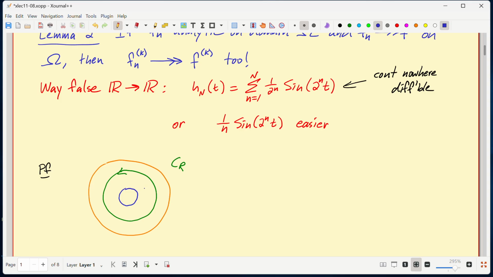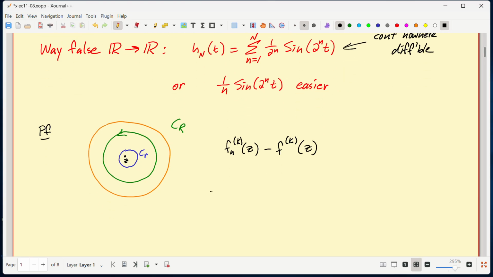Okay, so that's going to be a C sub little r. And we're going to look at the derivative inside that little circle. So f is going to be analytic on the big circle. And so when I look at those derivatives, let's see, I'll have f_n kth derivative at z minus f kth derivative. Let's say I won't put the absolute value modulus just yet.